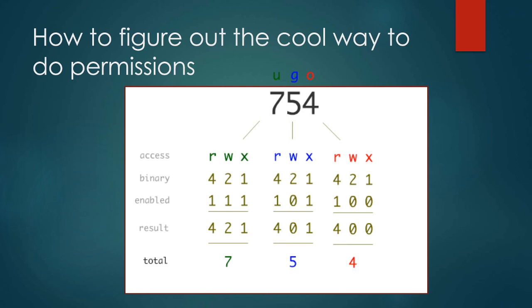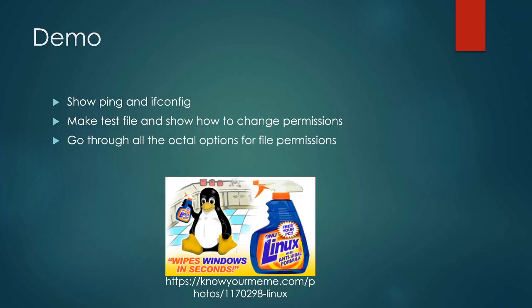If they are all enabled, that's a 7. That's common for the owner, and that means read, write, and execute is enabled. A 0 is also somewhat common, and that means no permissions for that particular person.